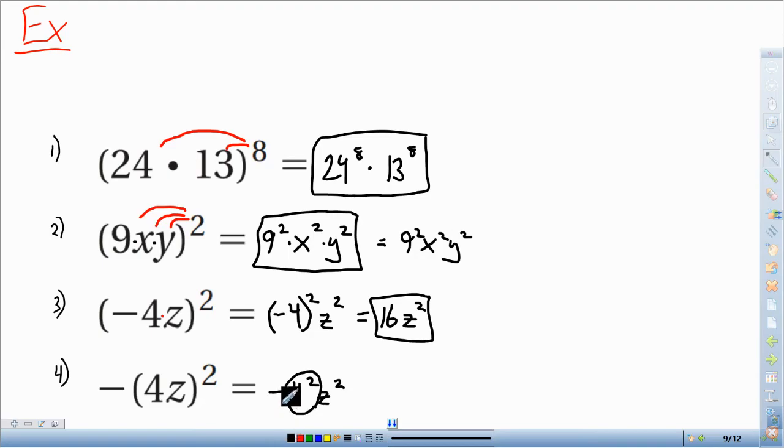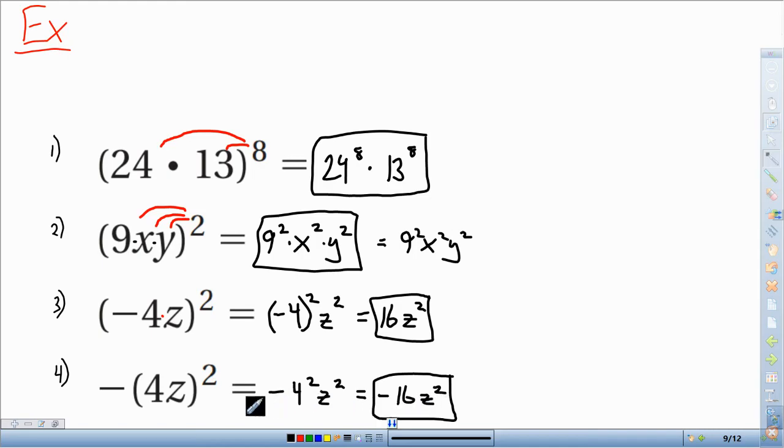Okay, and we know that 4 squared is 16. But that negative just sits there in front. So that is still there. 4 squared is 16. Z, we still have z squared. Okay, and that is our answer. Notice the difference. On this one, we got a 16z squared. On this one, we got a negative 16z squared.